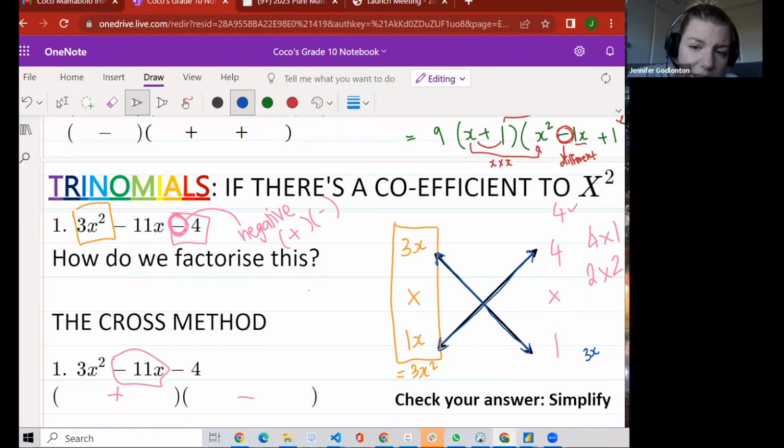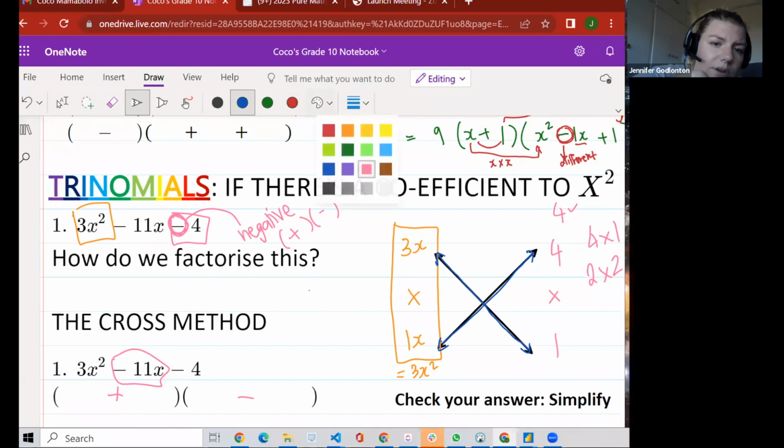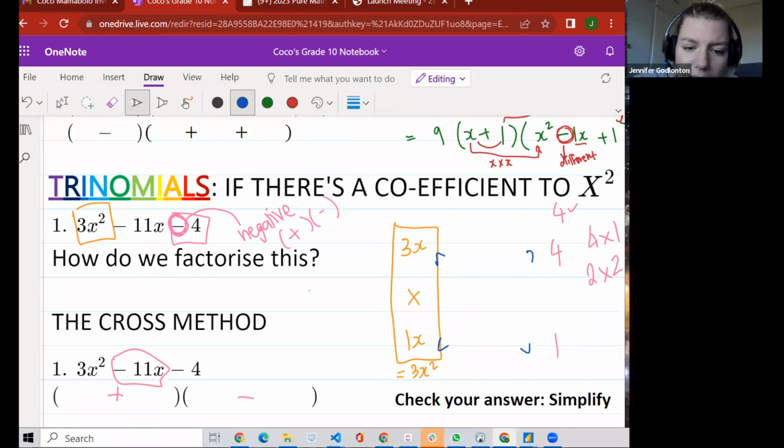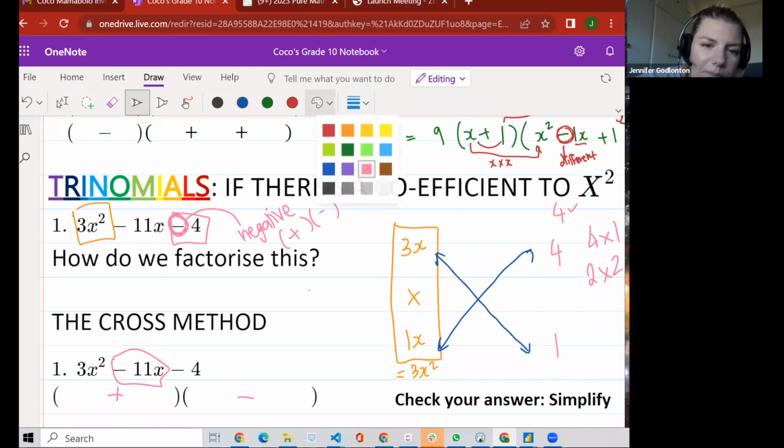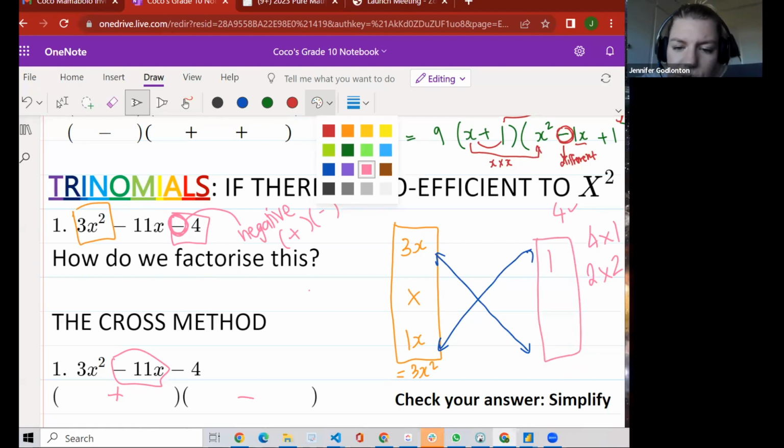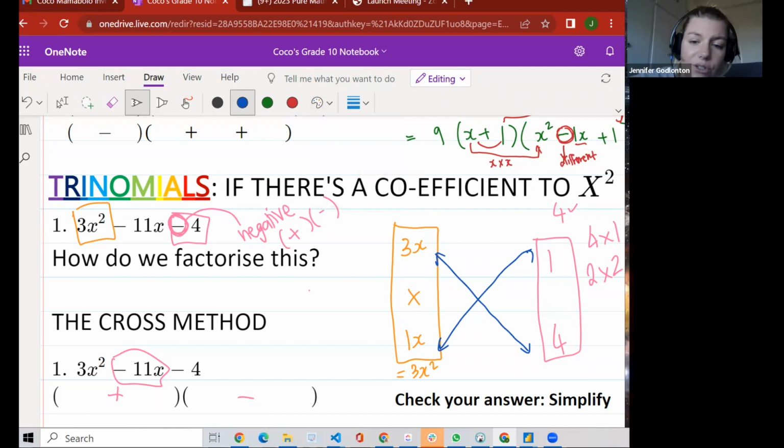So now I have to try something else. Let me just get my box back. Oh, one color. Oh no, everything's falling apart. There we go. Okay. All right. So what if we try and flip these around? What if we made this a 1 and we made that a 4? 1 times 4 is still going to give me 4, so I'm happy. Now let's do our crisscross. 3x times 4, that's going to give me 12x. 1x times 1, that's going to give me 1x. Can I get to 11 with those 2 numbers?